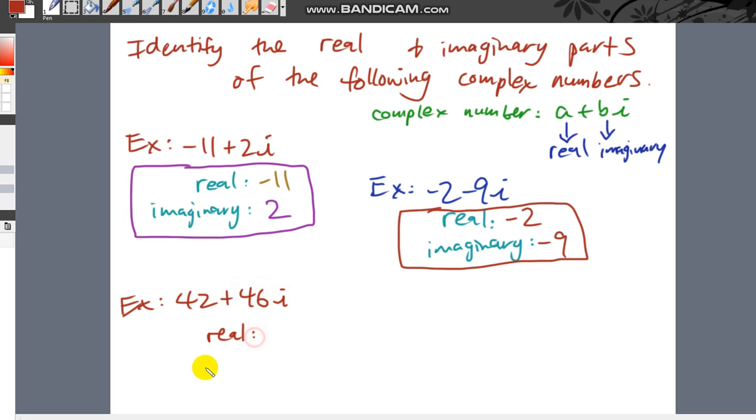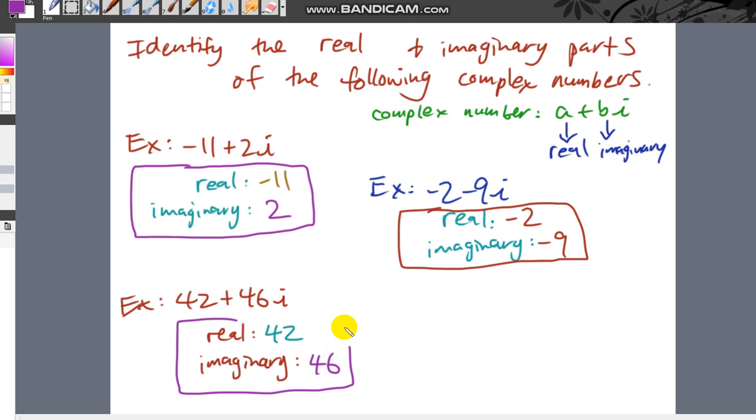Okay, so if I asked you which part is the real part and which part is the imaginary part, again, now just look at the part that's a real number, that's going to be 42. Next, look at the part that's imaginary, the part that's right in front of the i. So it's going to be 46. Okay, so that's what you see right there.